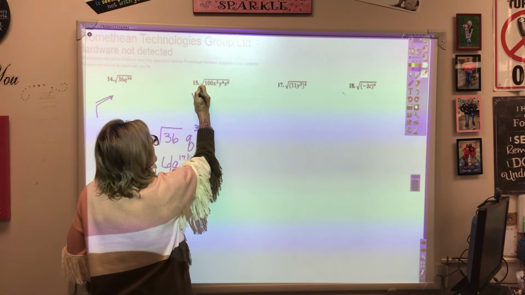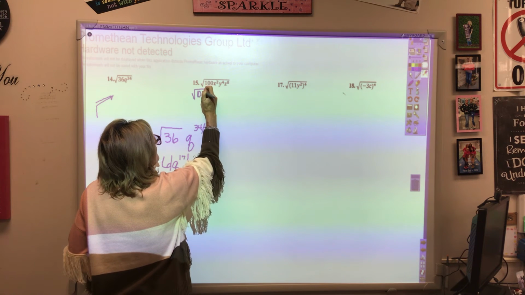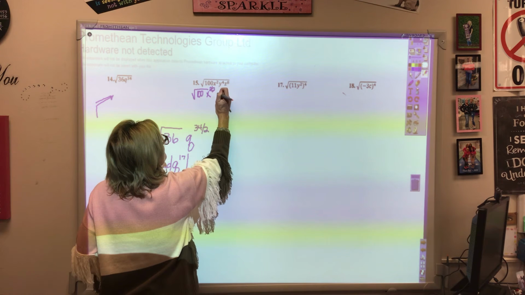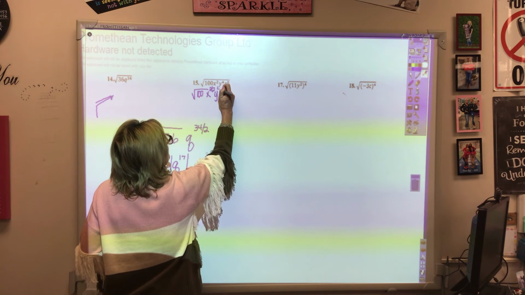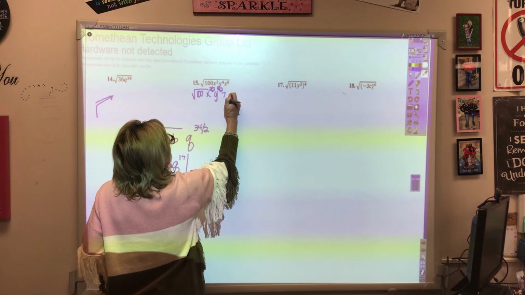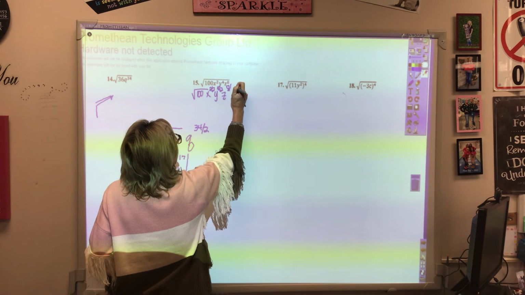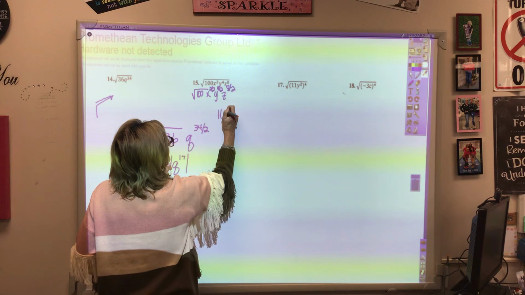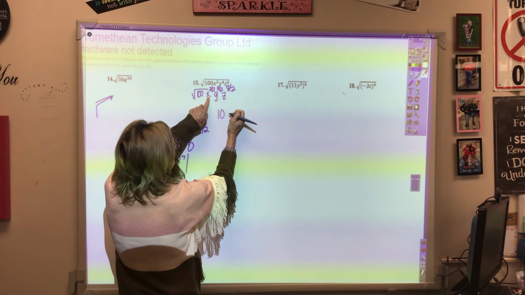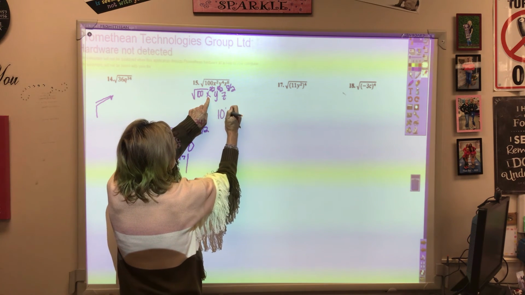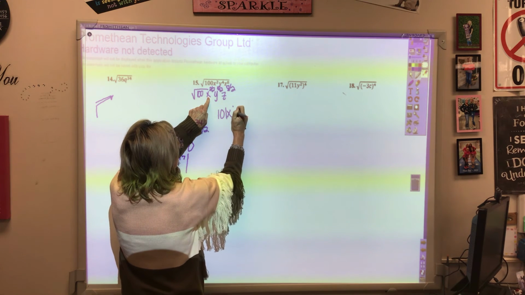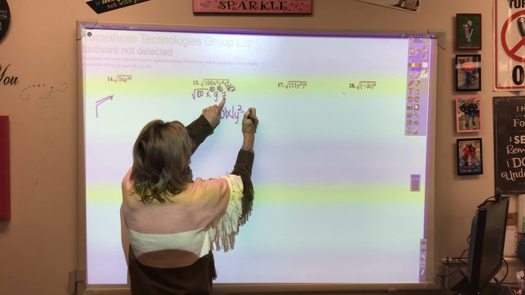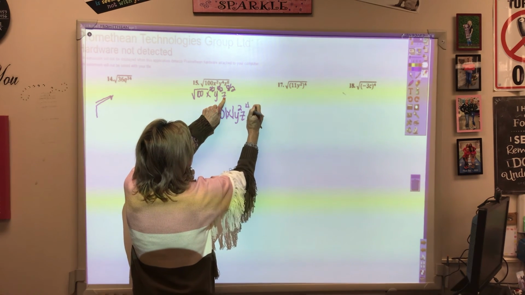This one, you've got the square root of 100. And we've got x squared divided by 2, y to the 4th divided by 2, z to the 8th divided by 2. So the square root of 100 is 10. We just made an odd power out of this, so this would be absolute value of x. This one would be y squared. This one would be z to the 4th.